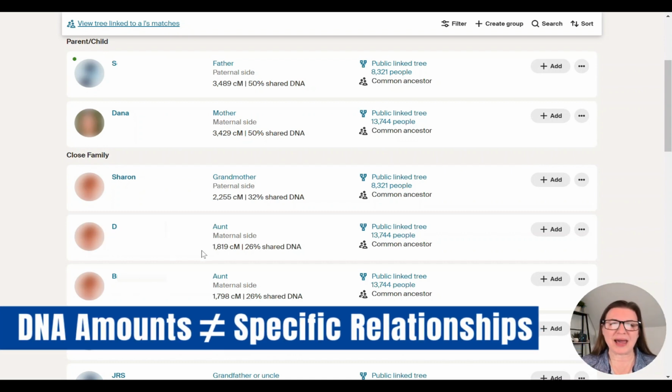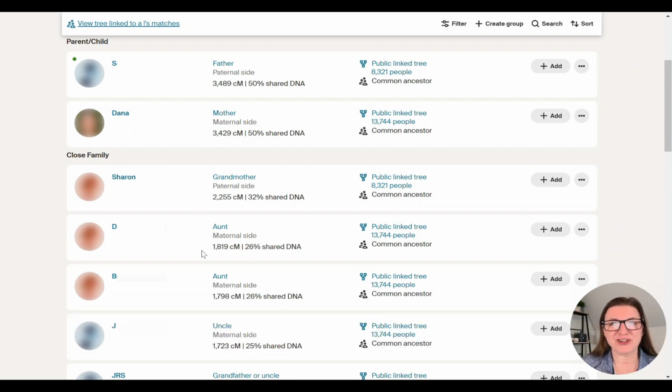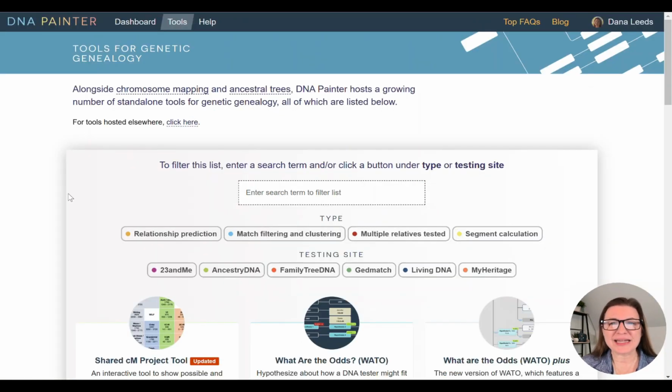Like I said, the amount of DNA just narrows it to a group of possible relationships. It can't tell you those exact relationships. You have to actually figure out the relationship, if you don't already know it. So again, we can go in and correct this, and I can click on D and change that from aunt to maternal grandmother.